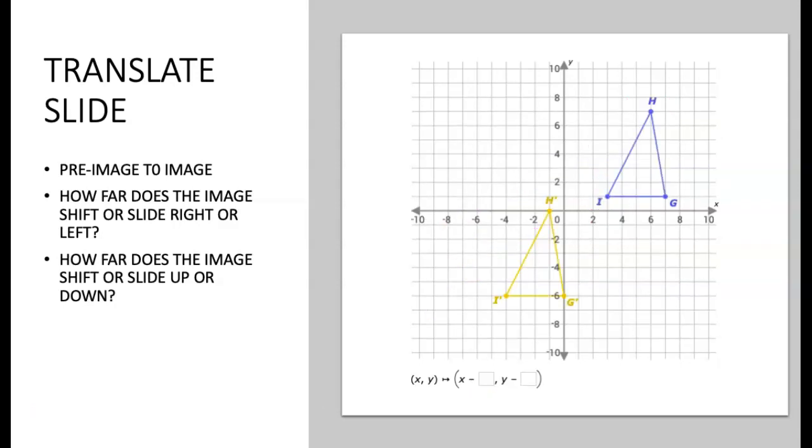So let's look at another one. I'm going to go from my pre. Make sure you're careful, find your pre. The pre is over here. This is the pre-image. Here's the actual image, or the new image, and I know that because it has the apostrophes, the prime sign. So how do I get from here to here?